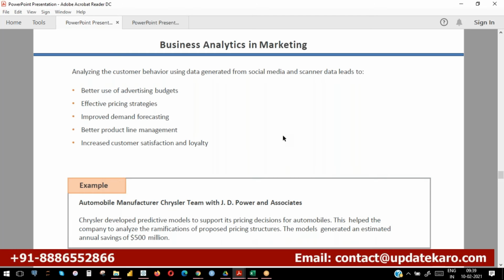Okay, so improved demand forecasting. Through business analytics in marketing, you can improve forecasting the demand of your product. Better product line management, and then increased customer satisfaction and loyalty. So these are the three areas that we have seen where business analytics is very important.